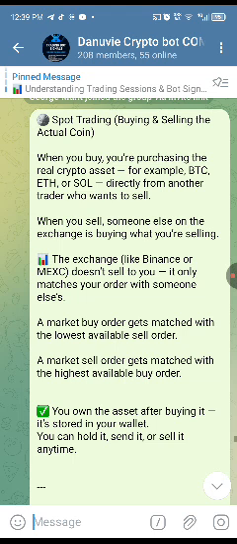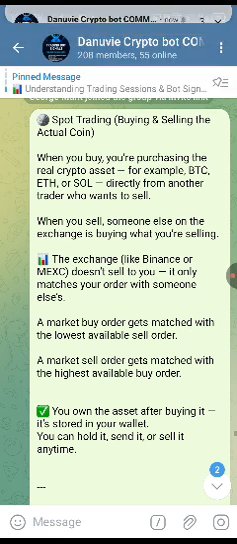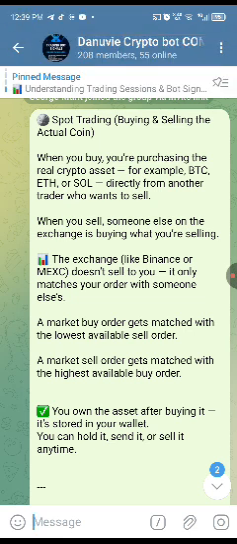Now, what the exchange is going to do for you is look for a seller who is willing to take the other side of your trade. So since you are a buyer, you want to buy, let's just say, Solana. The exchange is going to match your order with somebody who is willing to sell Solana to you. So when you give the person your USDT, the person is going to give you their Solana. That is called spot trading, which means you are trading on the spot market.